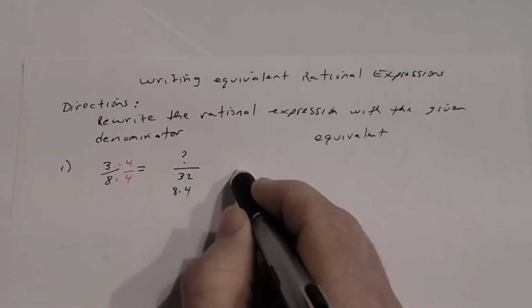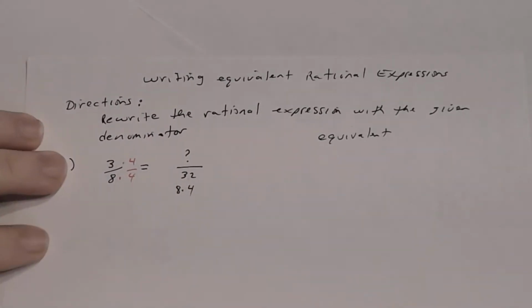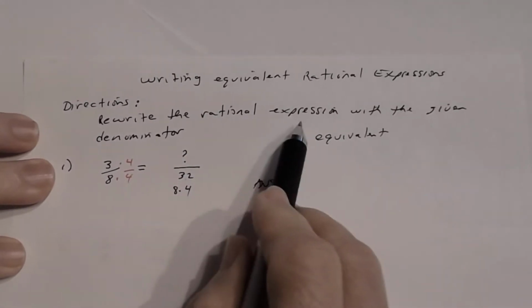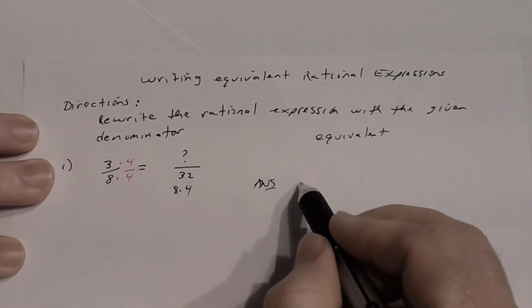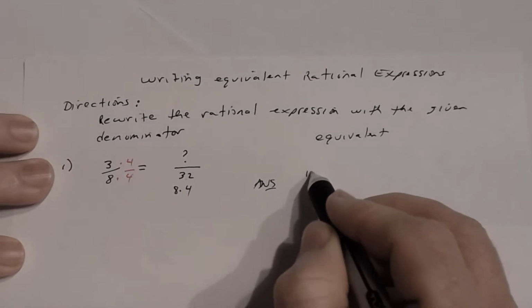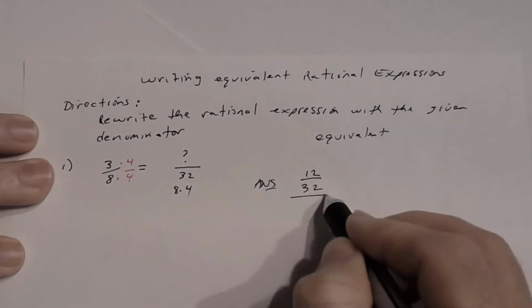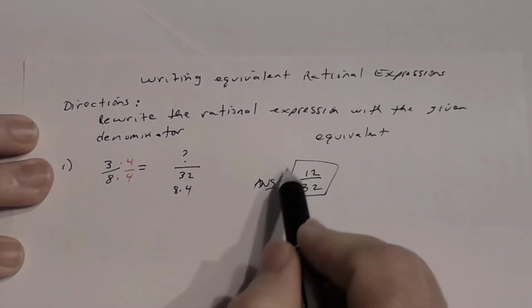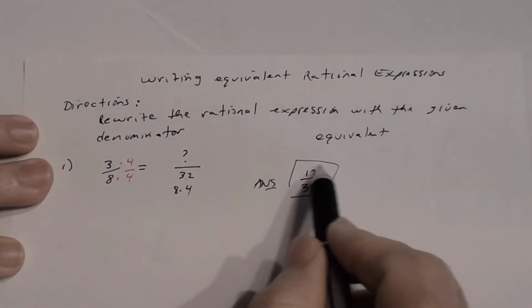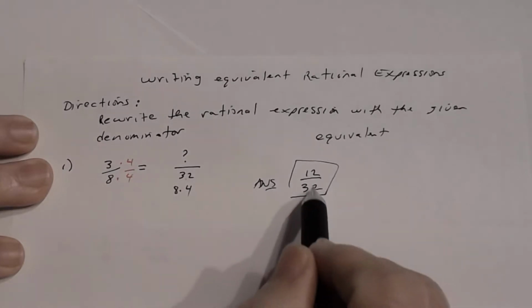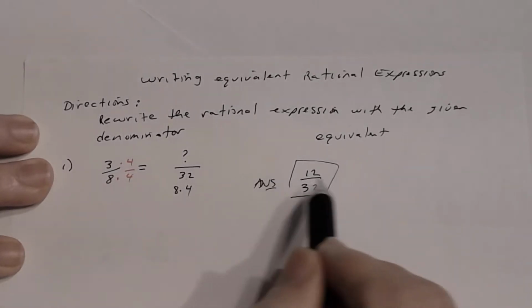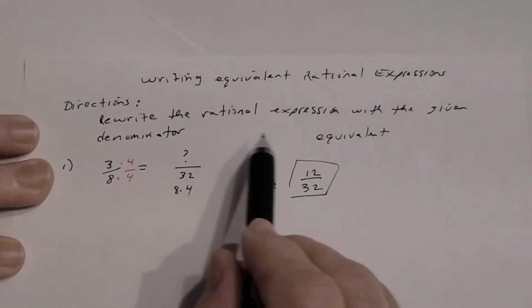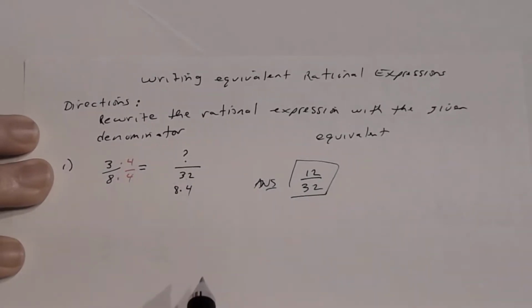So the answer, let me go ahead and write down the answer right here. It says rewrite the rational expression with the given denominator, so the answer will be 12 divided by 32. Now in my math lab, they may just want you to enter the numerator, so you just put 12 in the numerator. It depends on what it looks like in my math lab as to what you would write. But it did say rewrite a rational expression, so here's my rational expression.